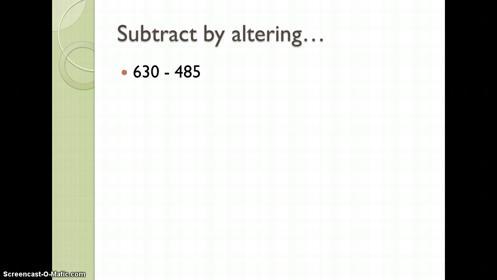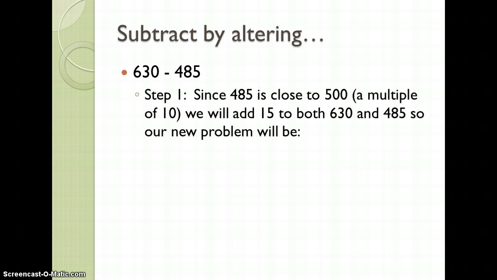Let's take 630 minus 485. Since 485 is close to 500, which we know is a multiple of 10, we'll add 15 to both 630 and 485. And our new problem will be 630 plus 15 minus 485 plus 15, or 645 minus 500, which is much easier to subtract in our head. Our final answer being 145.